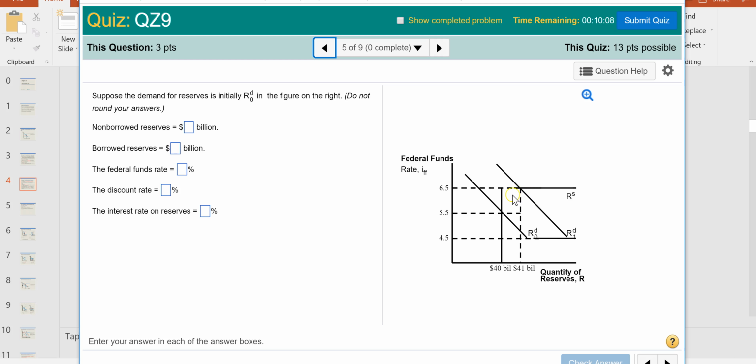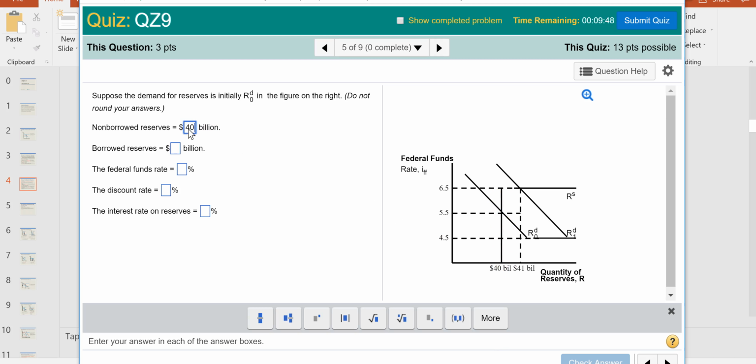So that's the basic structure of the demand and supply curves. With that in mind, we can answer these questions. Non-borrowed reserves, as we said, refers to the vertical portion of the supply curve, and you can look at the number here. That's basically 40 billion, so we just fill in 40. For borrowed reserves, even though the figure also gives you R1D, R1D is not useful here. The only information we need is the initial position R0D and RS.